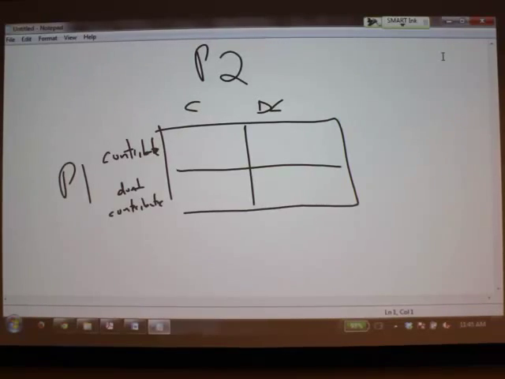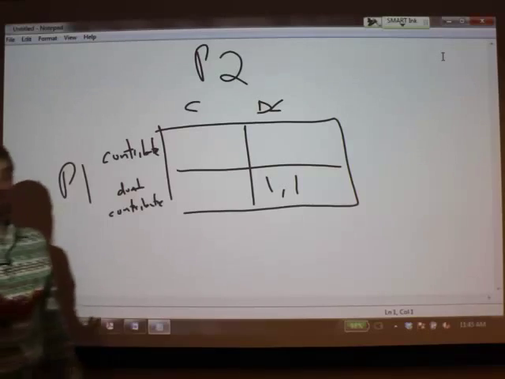Okay, let's start in the bottom right corner. Neither player contributes. What's their payoff? They each get 1, right? So here we have an outcome of 1-1. Let's now go to the top left. Let's say each contributes. How much do they each get?